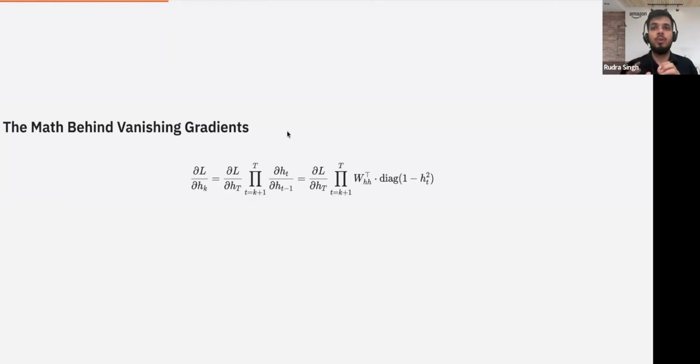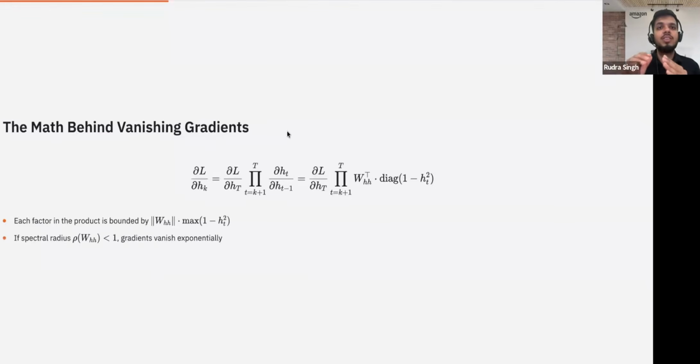Here's what is actually happening under the hood. The gradient flowing from step T all the way back to step K is a product of terms, one per time step. Each term is WHH transpose times the tanh derivative at that time step. So you are multiplying these together across every single step in between. The key is the largest eigenvalue of WHH, what's called the spectral radius. If that's less than 1, every multiplication shrinks the gradient. Chain enough of these together and you would get somewhere close to 0. If it's greater than 1, the gradient would explode and it will be almost infinite.